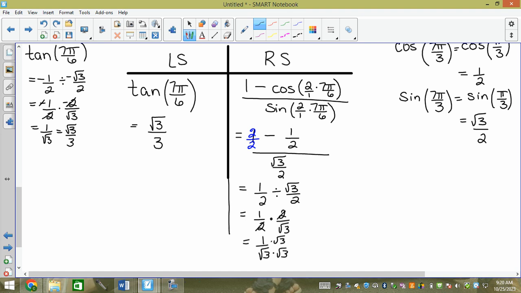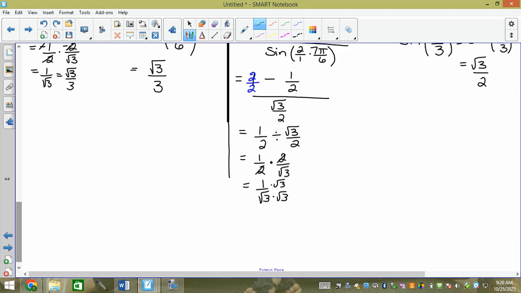Which some people say they match. Nope, they don't. My daughter would not know that that's the same thing. Root 3 over 3. LS minus R. Okay? Next page.